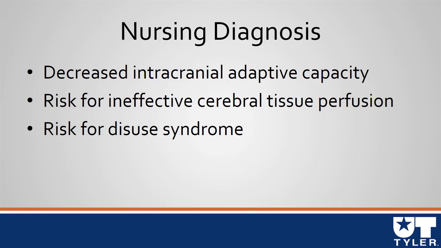Nursing diagnoses for the patient with increased ICP include but are not limited to: 1. Decreased intracranial adaptive capacity related to decreased cerebral perfusion or increased ICP. 2. Risk for ineffective cerebral tissue perfusion related to reduction of venous and/or arterial blood flow and cerebral edema. And number 3 is risk for disuse syndrome related to altered level of consciousness, immobility, and altered nutritional intake.